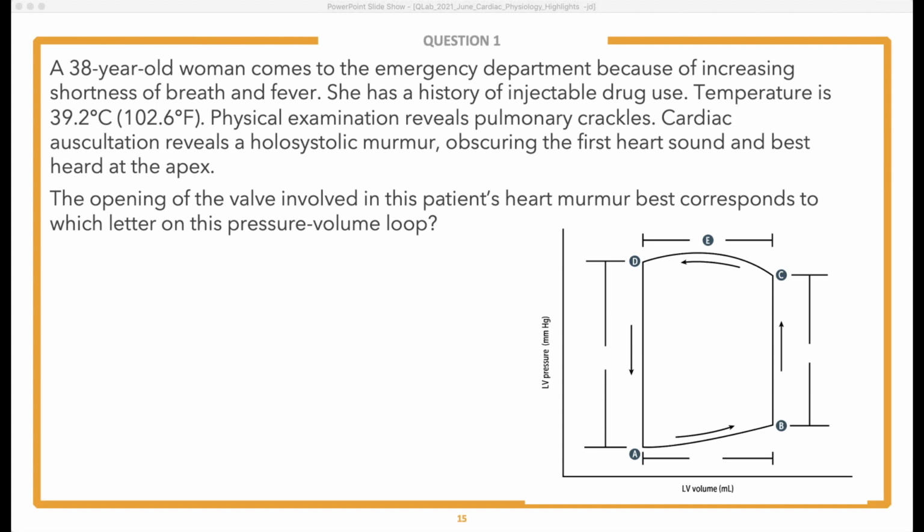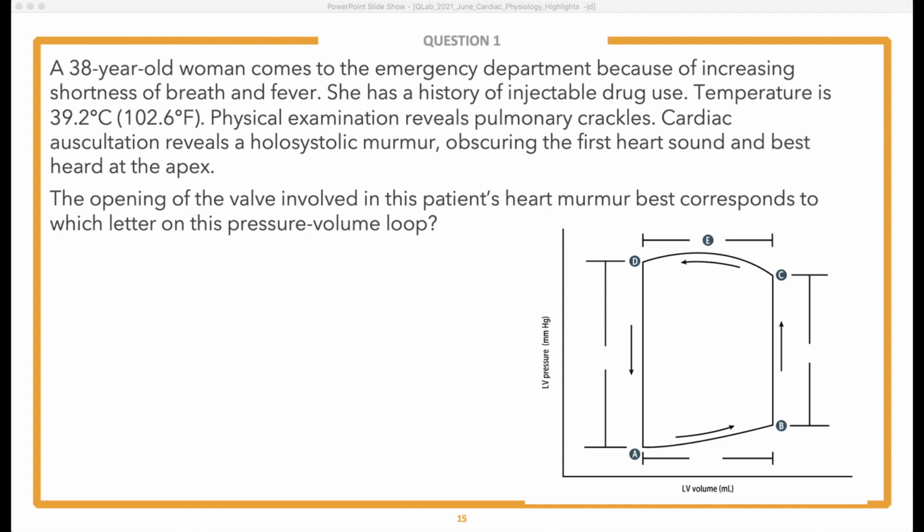I see some responses coming in, so let's go ahead and read that vignette. A 38-year-old woman comes to the emergency department because of increasing shortness of breath and fever. She has a history of injectable drug use. Temperature is 39.2 Celsius or 102.6 Fahrenheit. Physical examination reveals pulmonary crackles. Cardiac auscultation reveals a holosystolic murmur, obscuring the first heart sound and best heard at the apex.